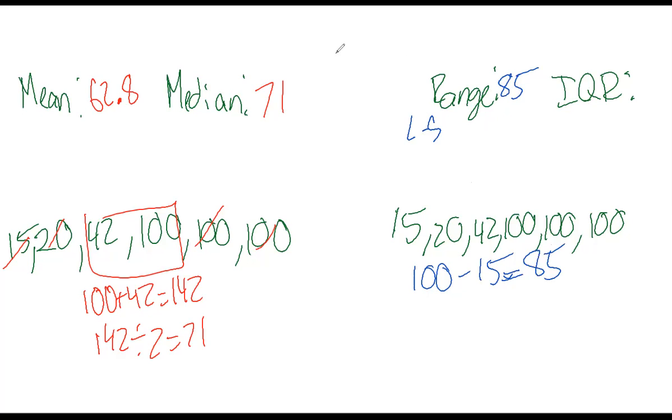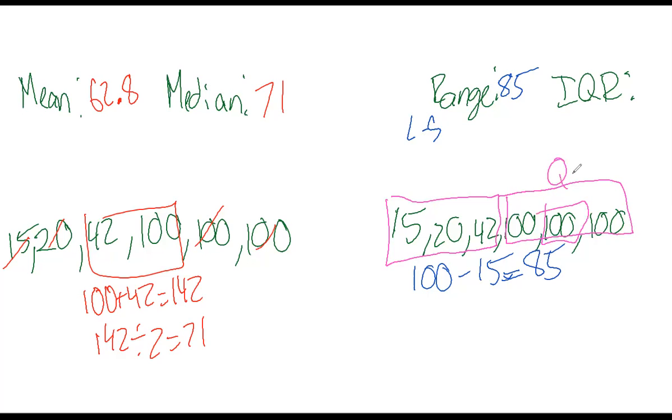To find the interquartile range, again, we want to look at the top and bottom half. In this case, there's no single number in the middle, so I'm not going to leave any numbers out. Here's my bottom half. Here's my top half.